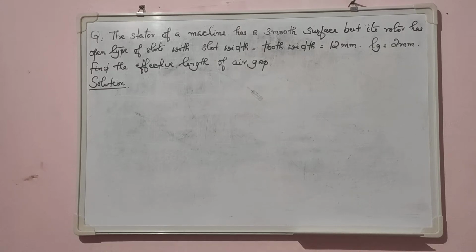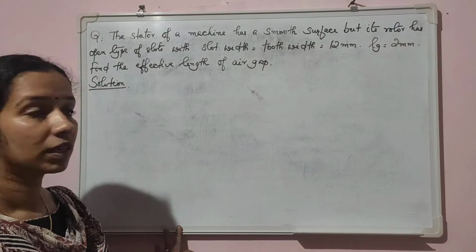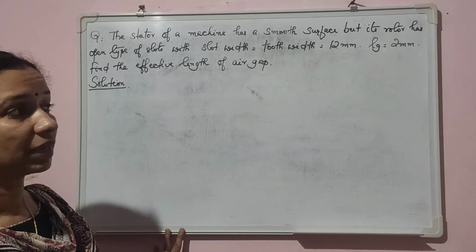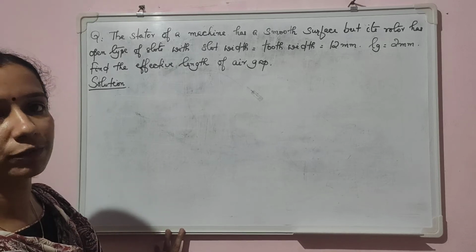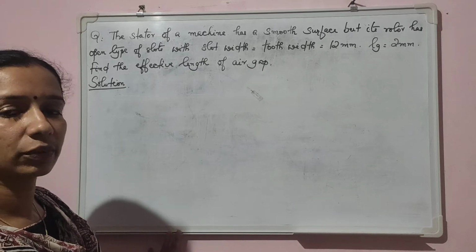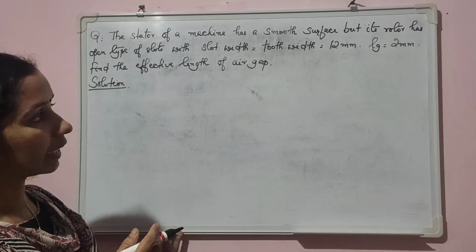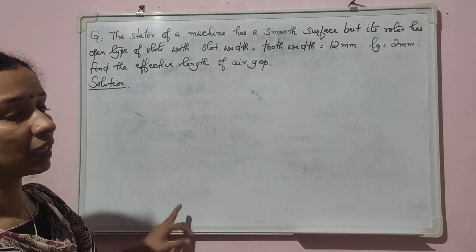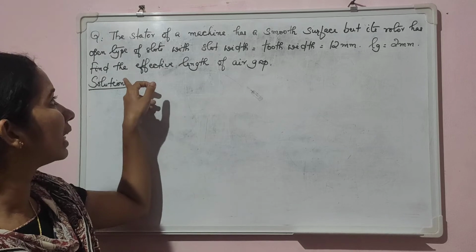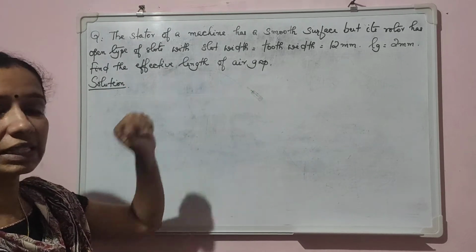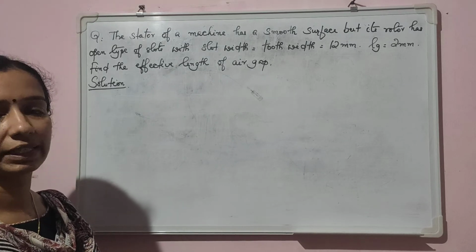Let us solve a problem based on reluctance of air gap. The question is, the stator of a machine has a smooth surface, but its rotor has open type of slots with slot width equal to tooth width equal to 12 mm. The length of air gap is given as 2 mm. Lg is equal to 2 mm, and it has been asked to calculate the effective length of the air gap.